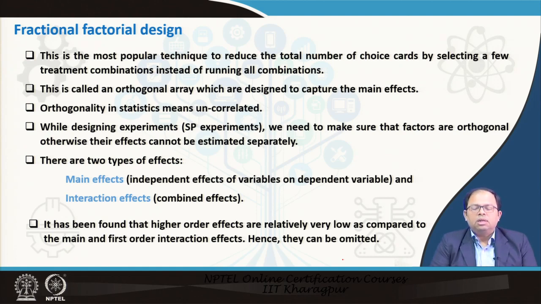That is why in orthogonal design we try to capture only the major effects or some of the low-level interaction effects. The higher-level interactions, where many variables work on the final dependent variable, are avoided. Orthogonality in statistics means uncorrelated, and that is what we are trying to achieve. While designing stated preference experiments, we need to make sure that factors are orthogonal, otherwise their effects cannot be estimated separately.